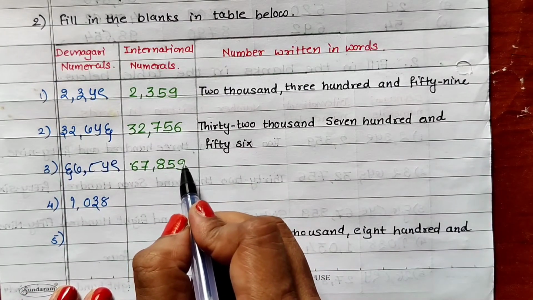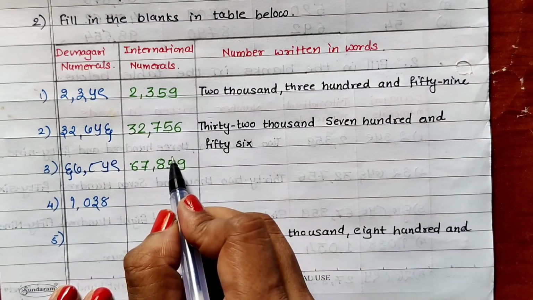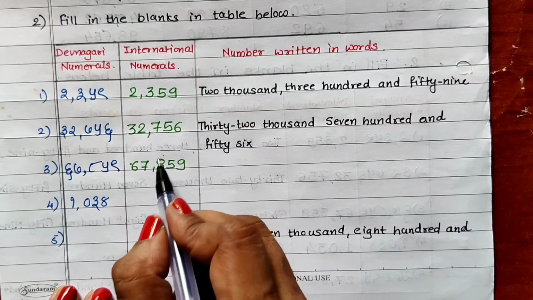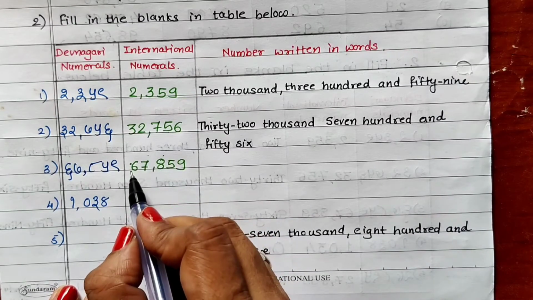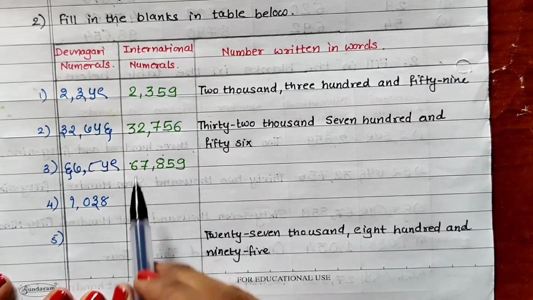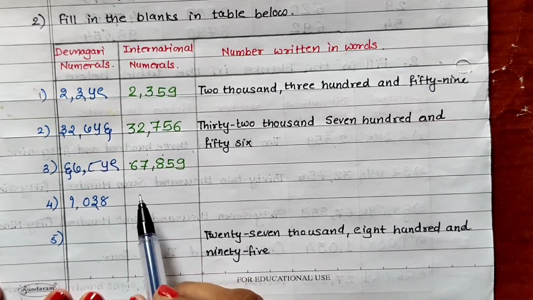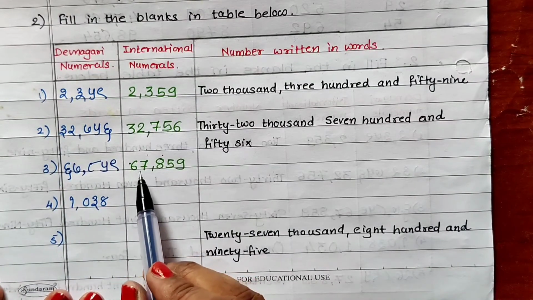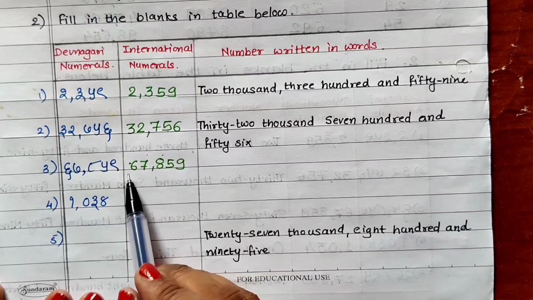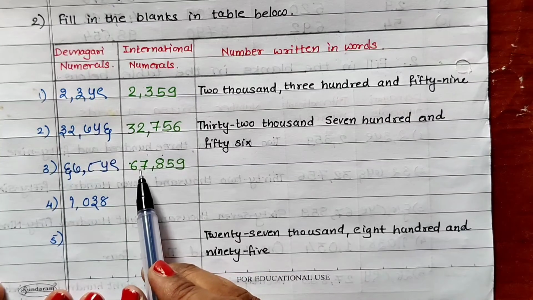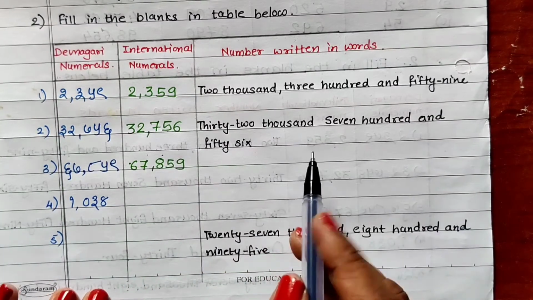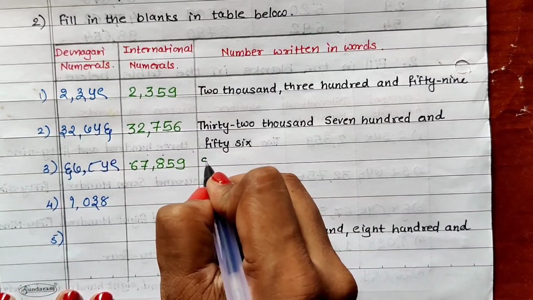9 is at unit place, 5 is at tens place, 8 is at hundred place, 7 is at thousand place, 6 is at 10,000. When 10,000 is there, we take these two digits and make the number. The two digits are 6, 7, that means 67. After 67 we write the word thousand. So write 67,000.